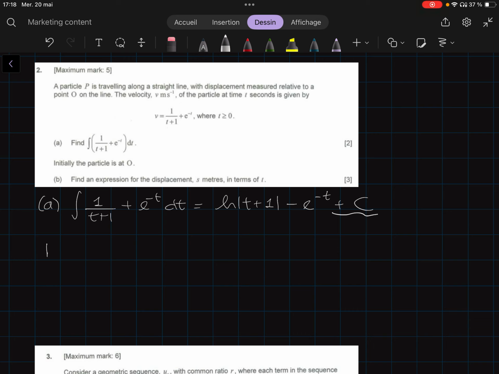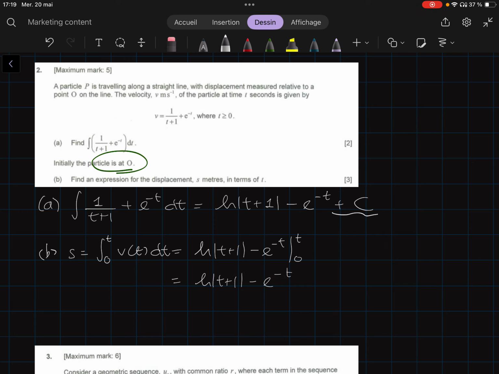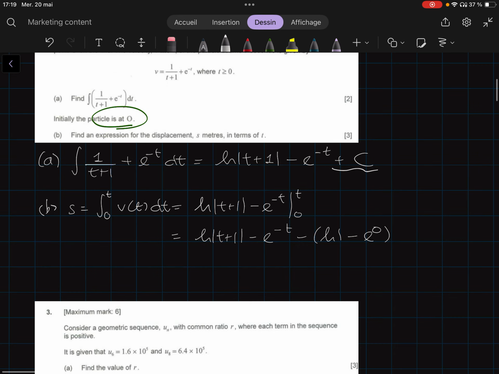Part B. You are asked to find a displacement and you know the initial position of the particle. Displacement is going to be the integral from 0 to t of v(t) dt. This means that you just take the expression that you just found and plug in the upper bound and the lower bound. So you shall get this as the final answer.